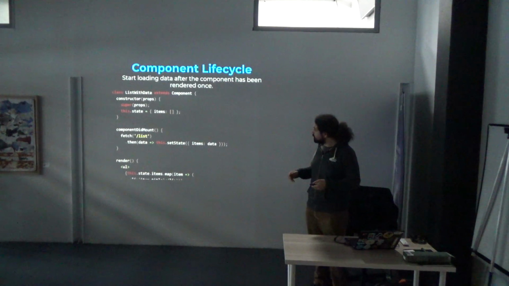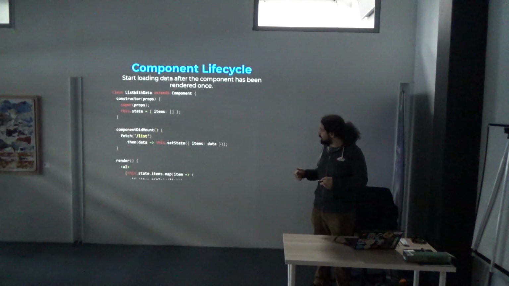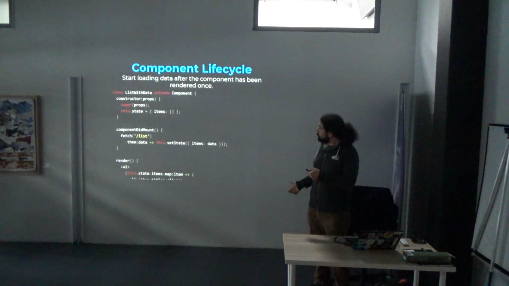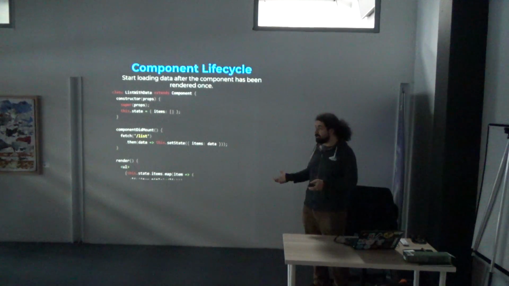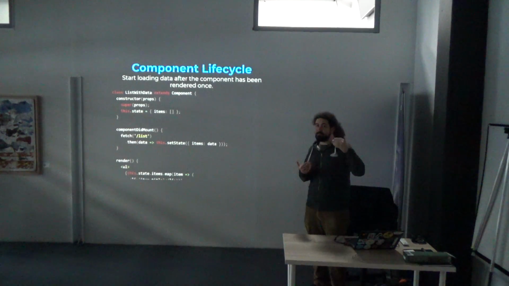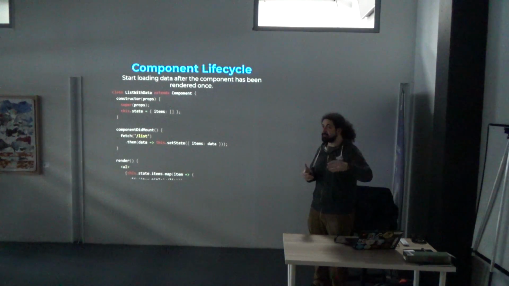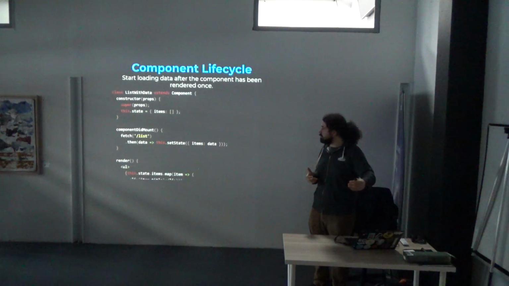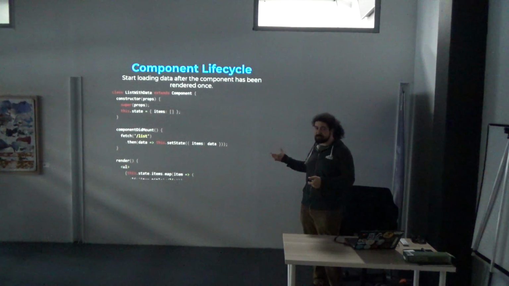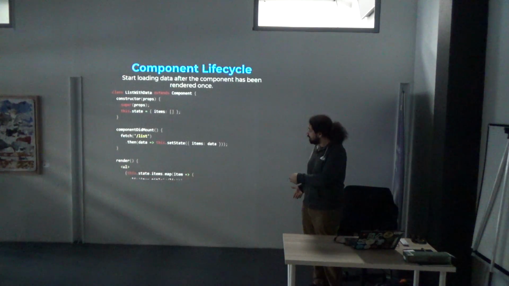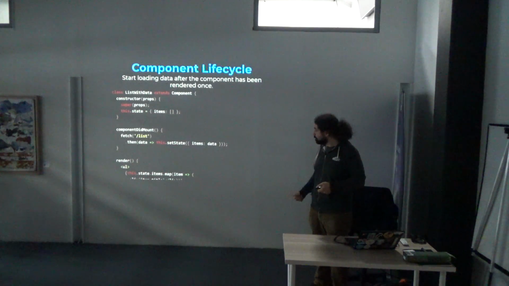I'll show you a picture about that in a second. Let's see the syntax first. So here we have a list with data, and we want to say once this component is mounted, so it's created for the first time on the page, we want to trigger fetching some data for that component, and then we want to use that data later on in our render.